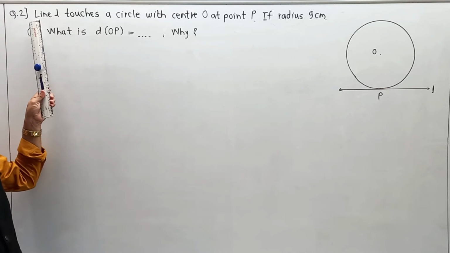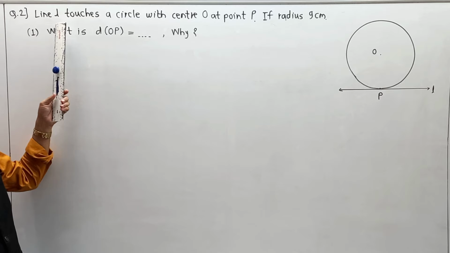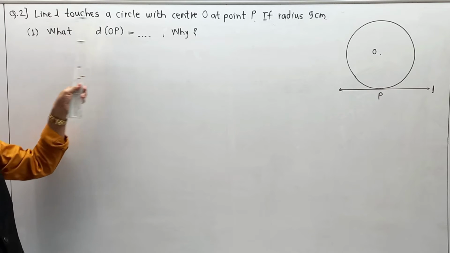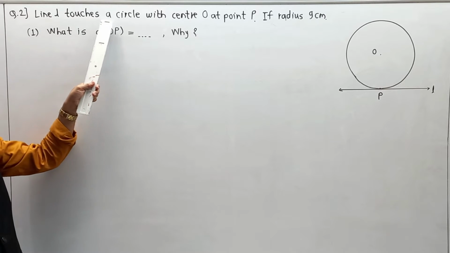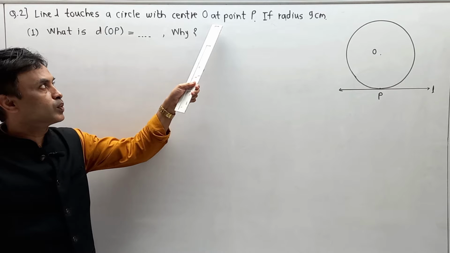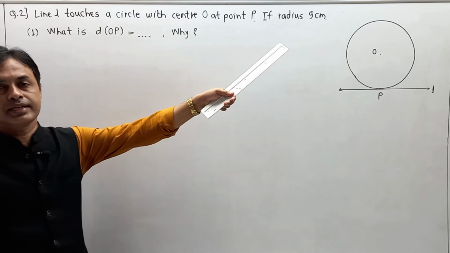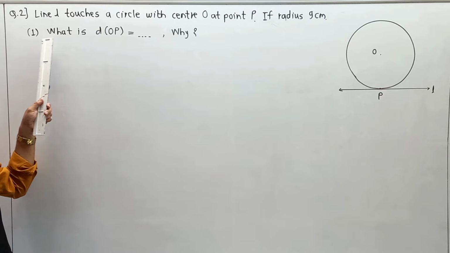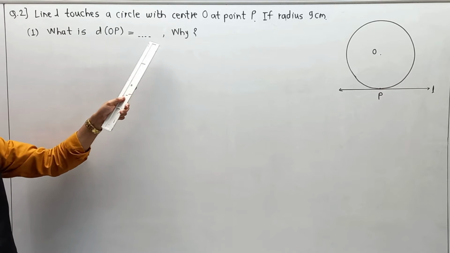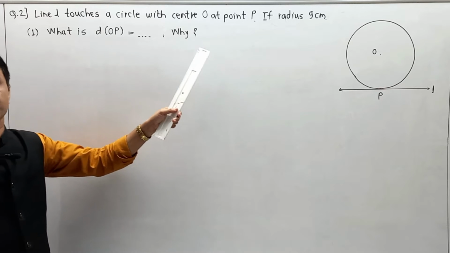Now question number 2, part (i). Line L touches a circle with center O at point P. If the radius is 9 centimeter, then first question: what is the distance OP and why? That means we have to give the reason.